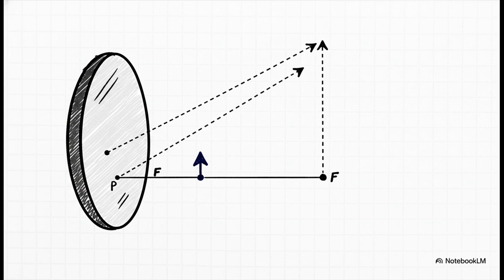That's the answer. The object has to be right there, between the pole, which is just the center of the mirror's surface, and the principal focus. You put it there, and you get a virtual, upright, and bigger image. It's exactly how a makeup or a shaving mirror works, right? You have to get super close to the mirror to see that magnified reflection.